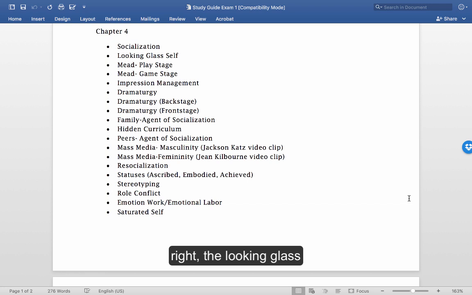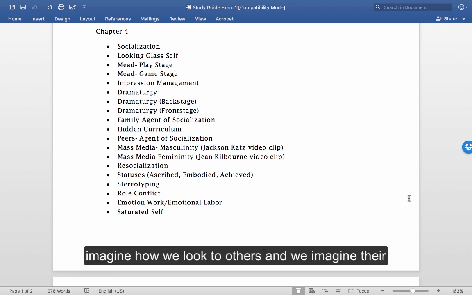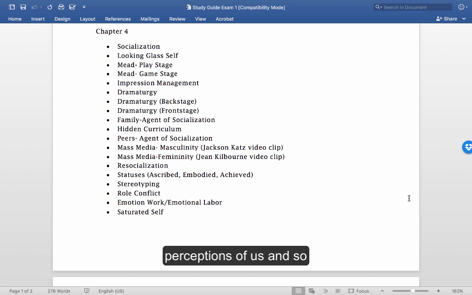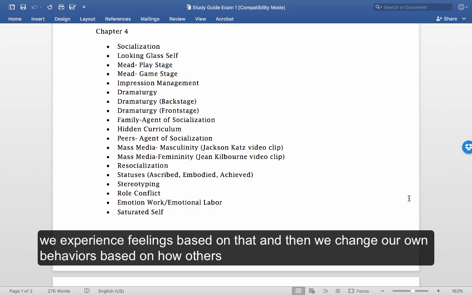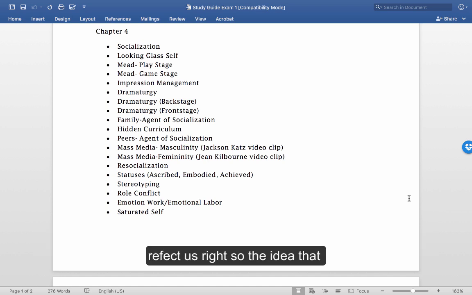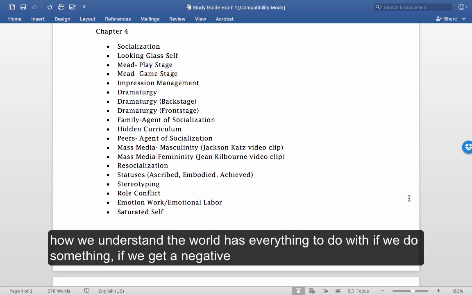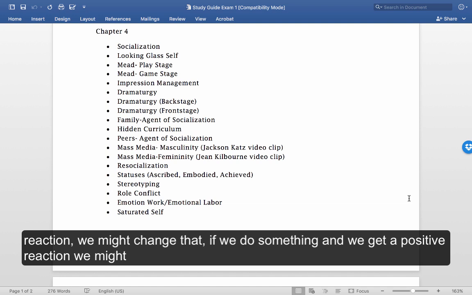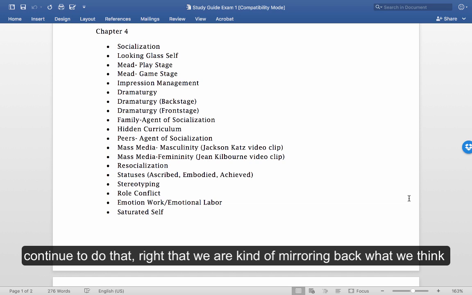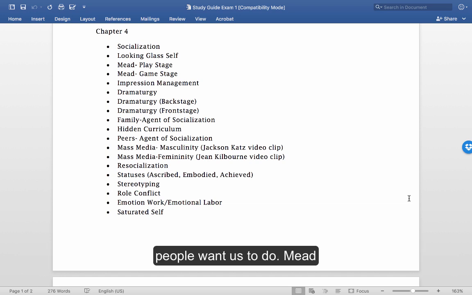Let's see, the looking glass self, where it's this idea that we imagine how we look to others and we imagine their perceptions of us. And so we experience feelings based on that, and then we change our own behaviors based on how others reflect us, right? So the idea that how we understand the world has everything to do with if we do something, if we get a negative reaction, we might change that. If we do something, we get a positive reaction, we might continue to do that, right? That we are kind of mirroring back what we think people want us to do.